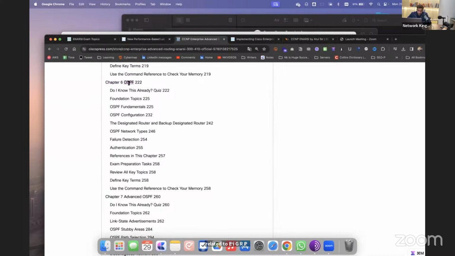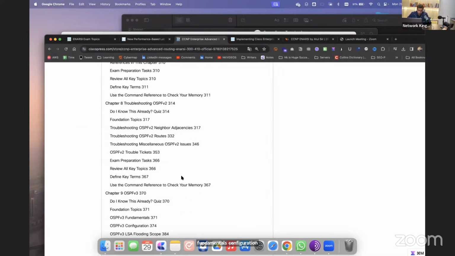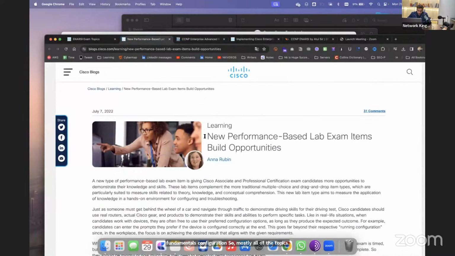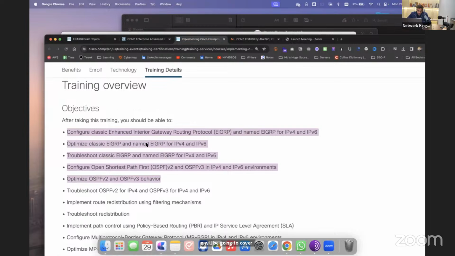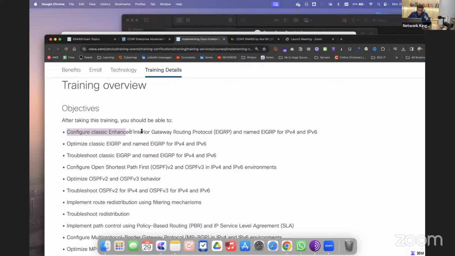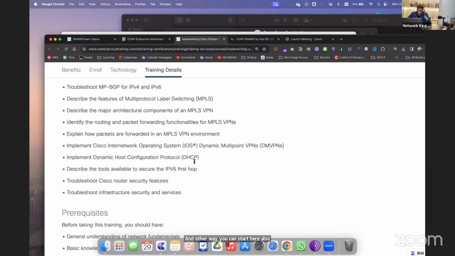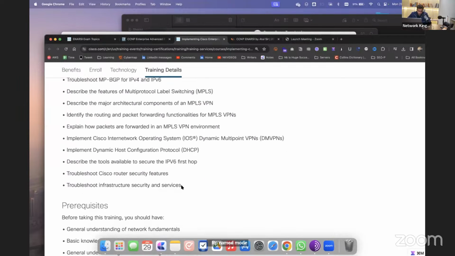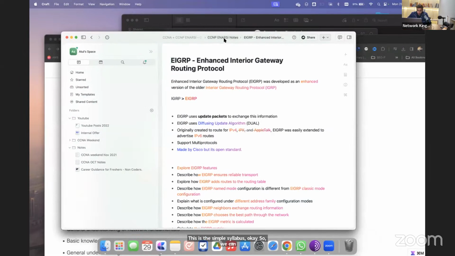Then OSPF: you can see OSPF fundamentals, configuration. So we will cover mostly all of the topics, according to industry designs. Another way, you can start here also, like configuring EIGRP named mode. This is the simple syllabus that we can learn, and we can copy and paste it here also.